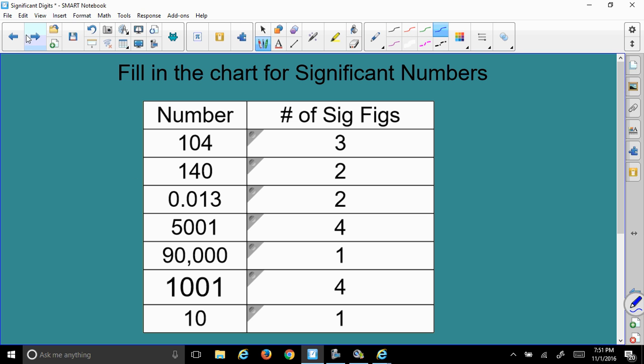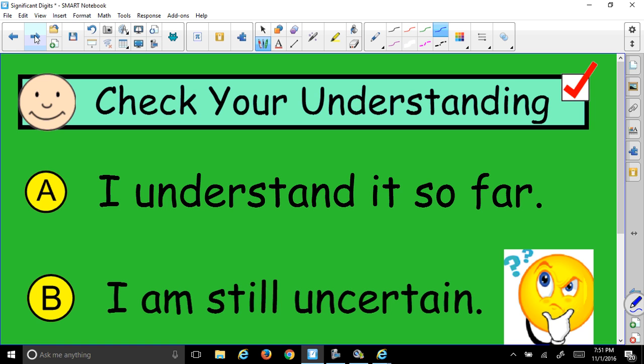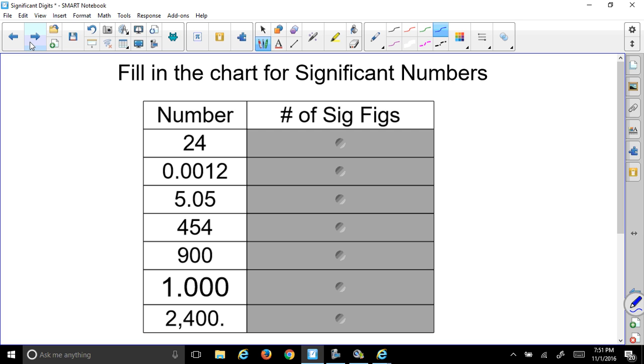So hopefully you understood what we just did. Check over your rules, and if you understand it, great. If you're not sure, rewatch this video or write down your questions, bring them in, and we'll be glad to answer them. Here's one for you to try. See if you can figure out which one of these are significant. We'll go over them in class.